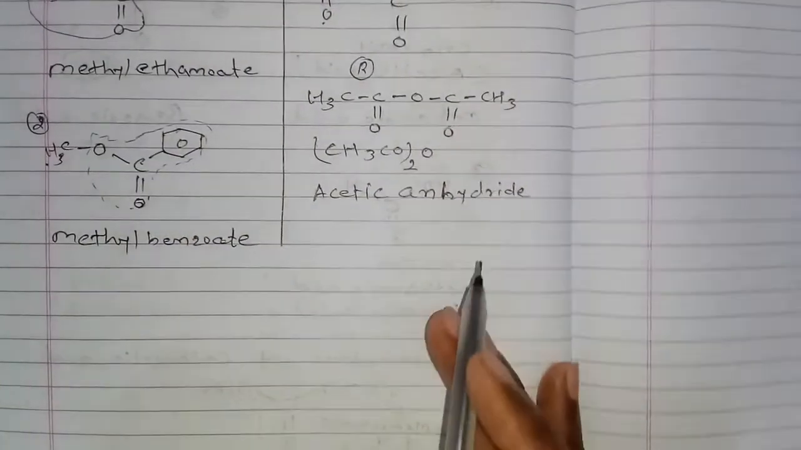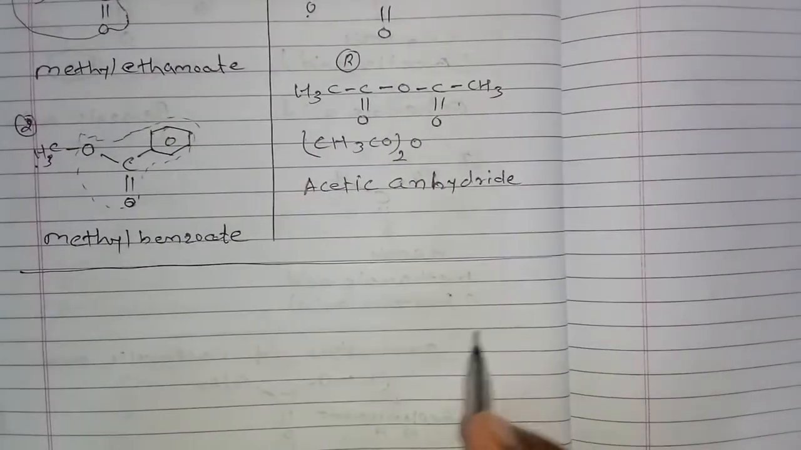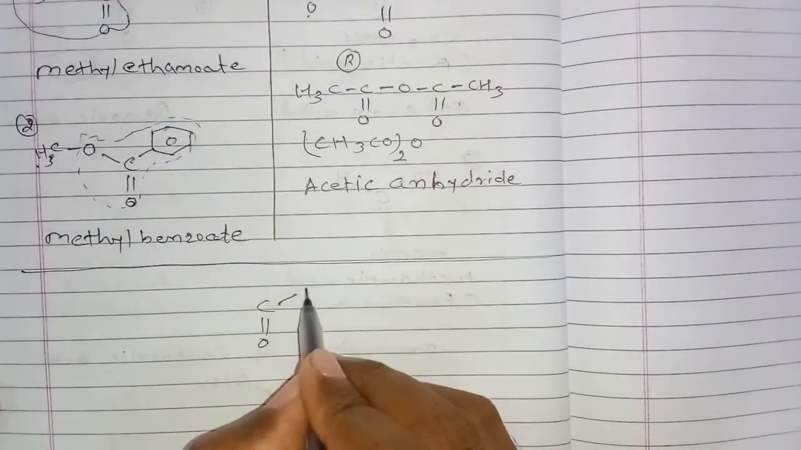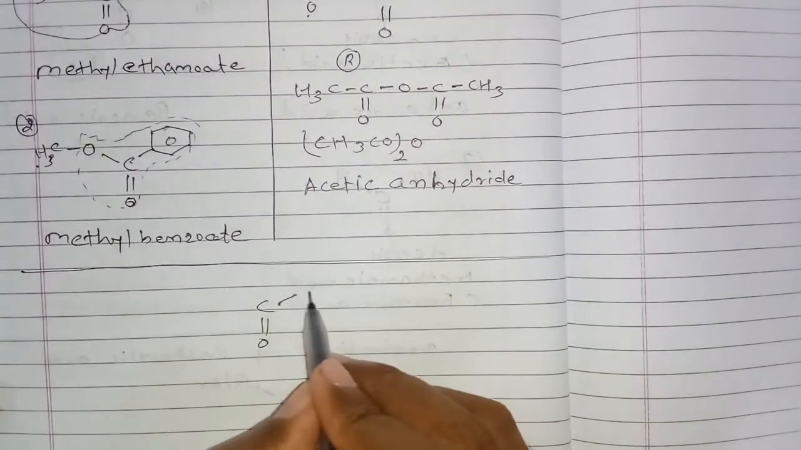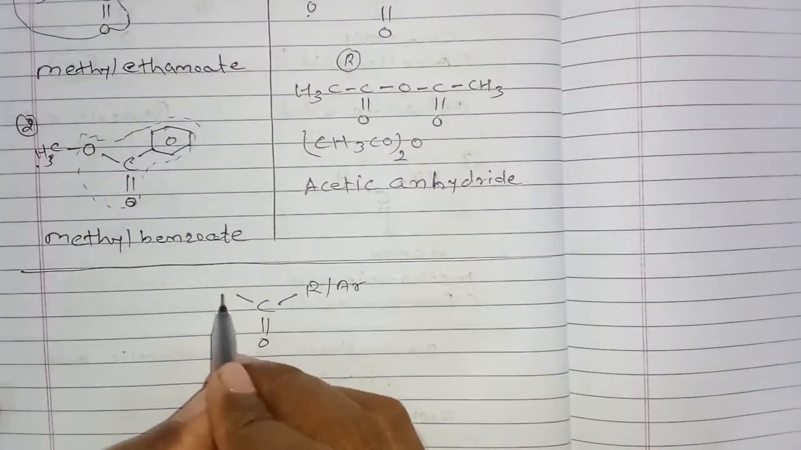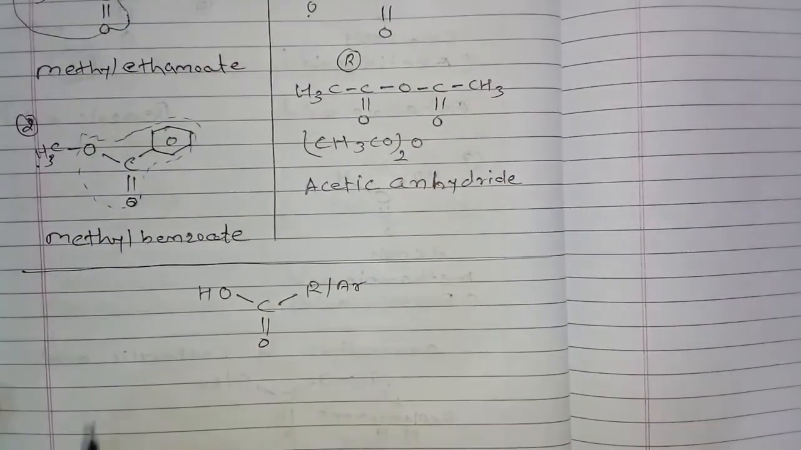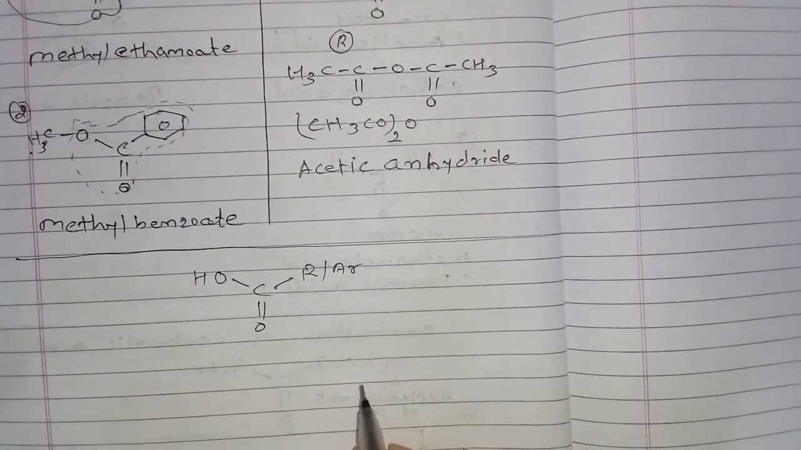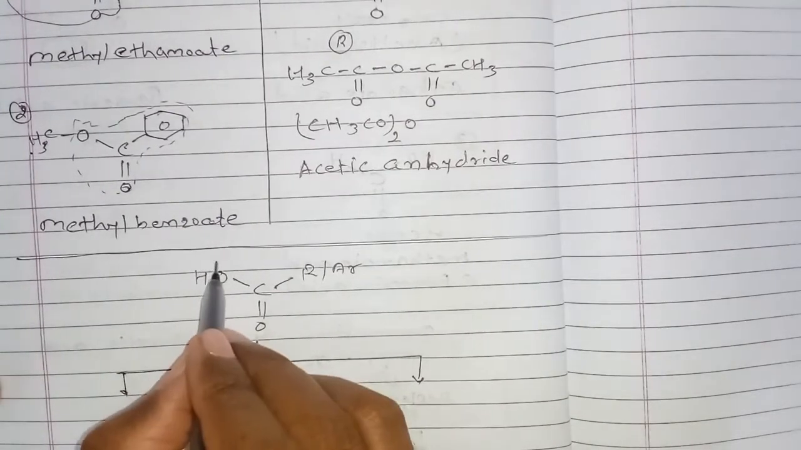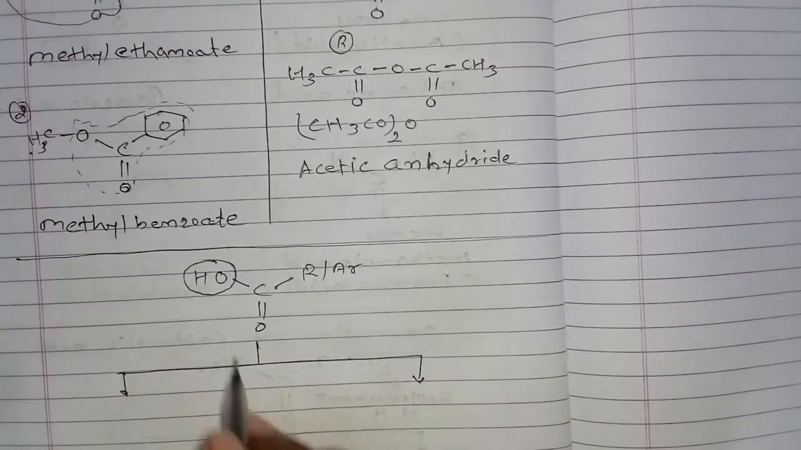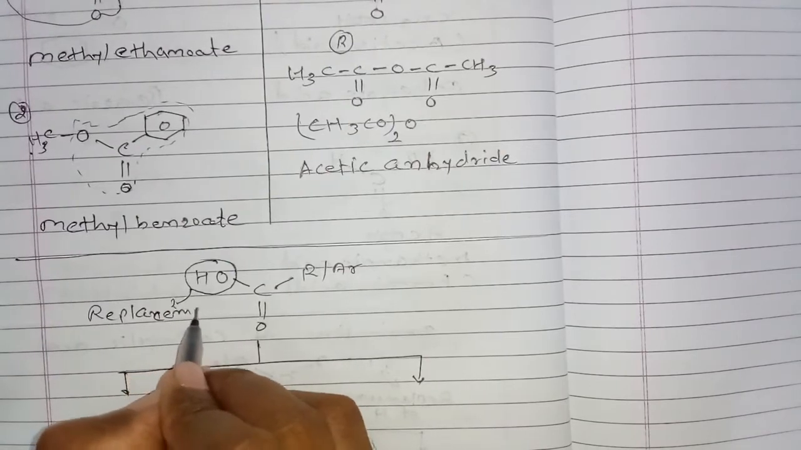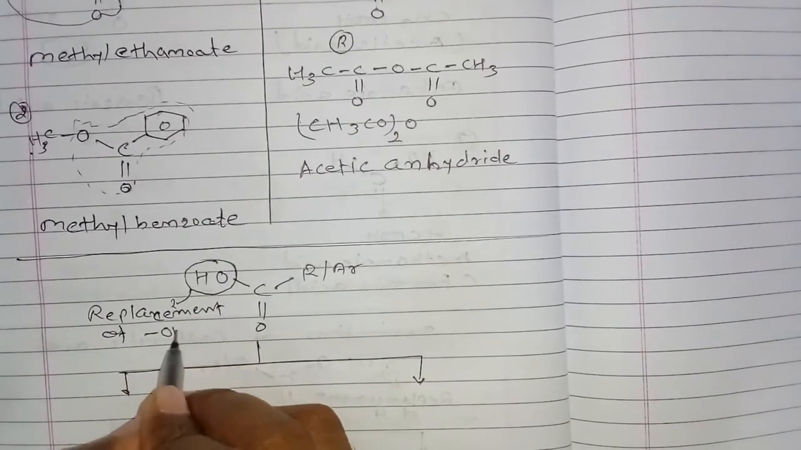Now the other two derivatives of the carboxylic acid. The carbonyl group of the carbon is bonded with an alkyl or aryl group and the hydroxyl group. These two derivatives are formed by replacement of the hydroxyl group. The whole hydroxyl group is replaced, the replacement of the OH group.